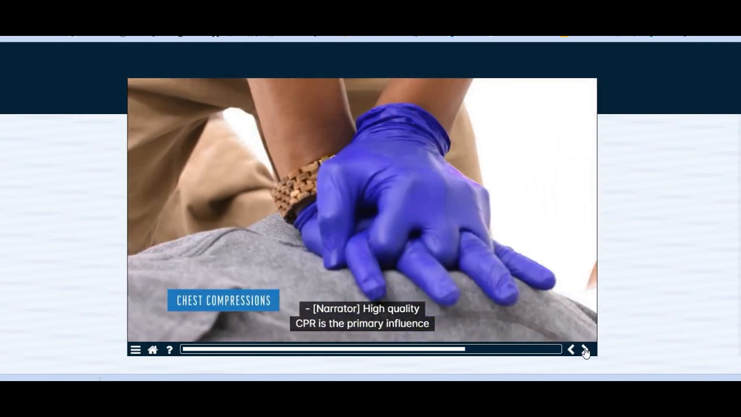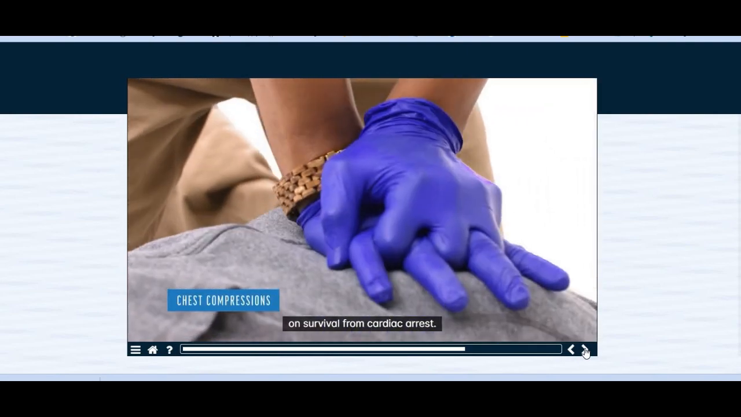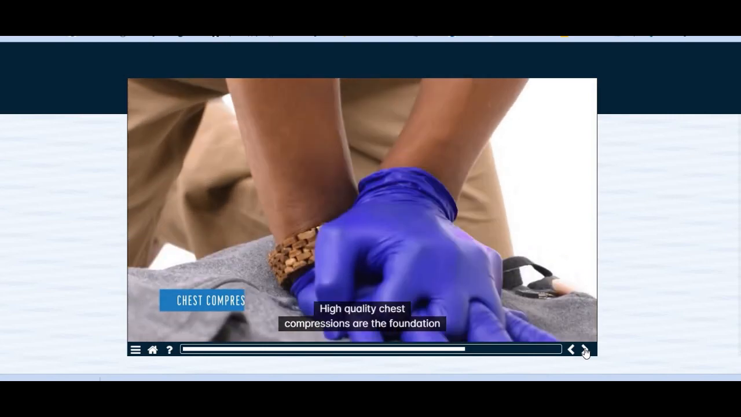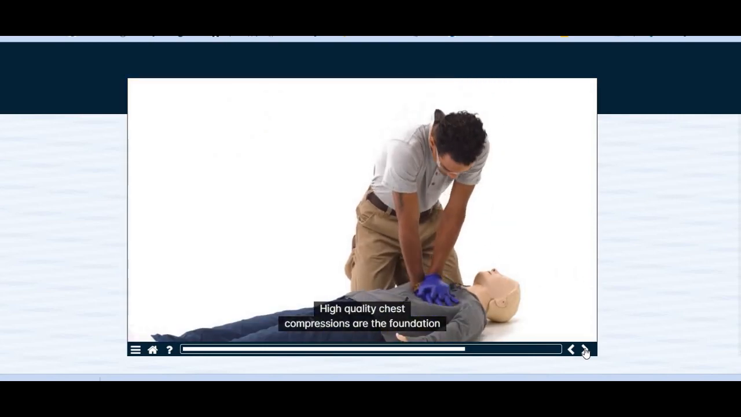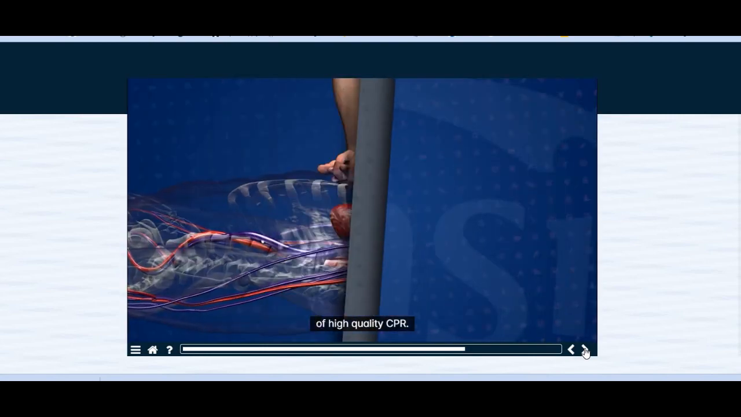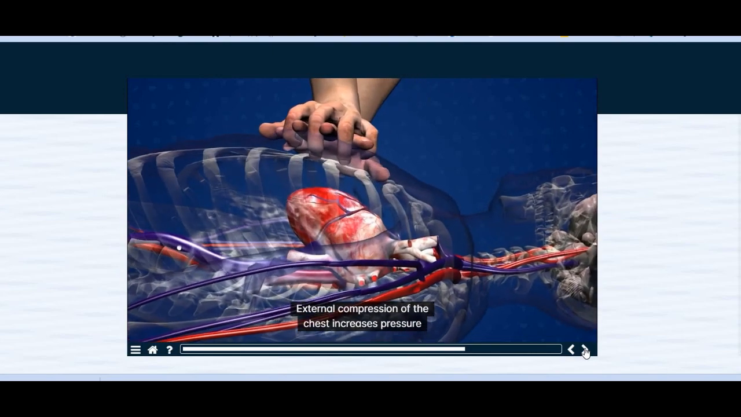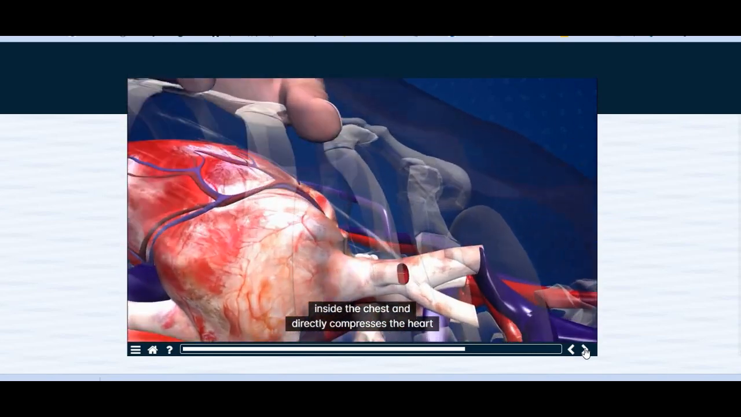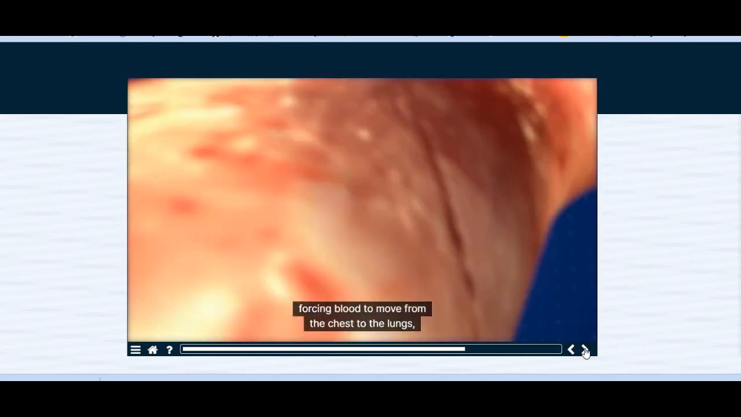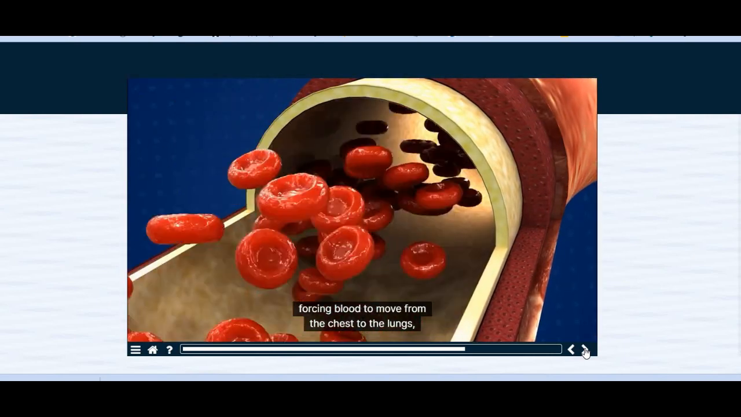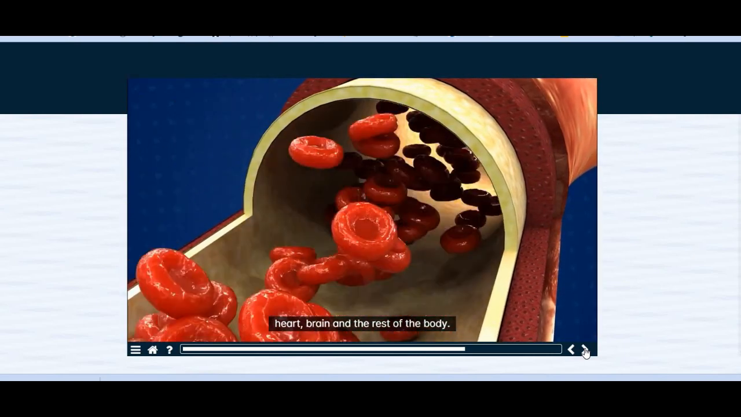High-quality CPR is the primary influence on survival from cardiac arrest. High-quality chest compressions are the foundation of high-quality CPR. External compression of the chest increases pressure inside the chest and directly compresses the heart, forcing blood to move from the chest to the lungs, heart, brain, and the rest of the body.